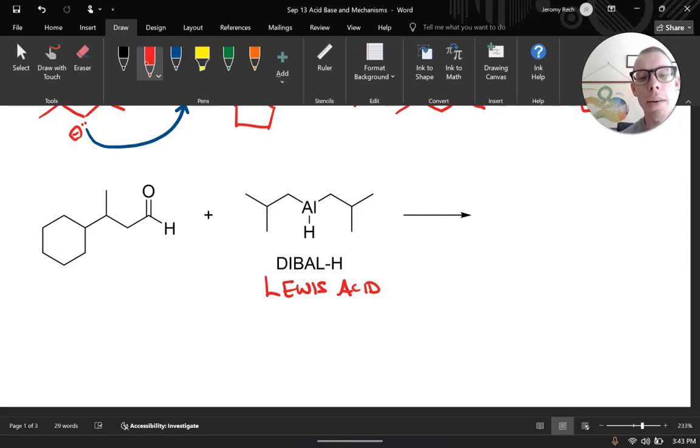So if DIBAL-H is going to be a really good Lewis acid, that means my other one is going to be a really good Lewis base.